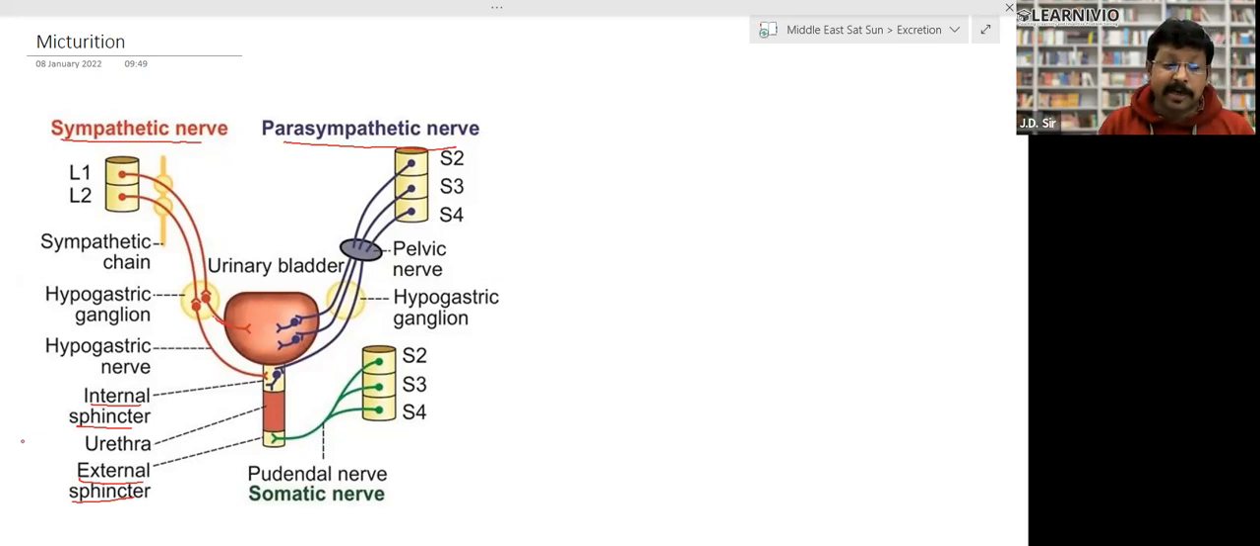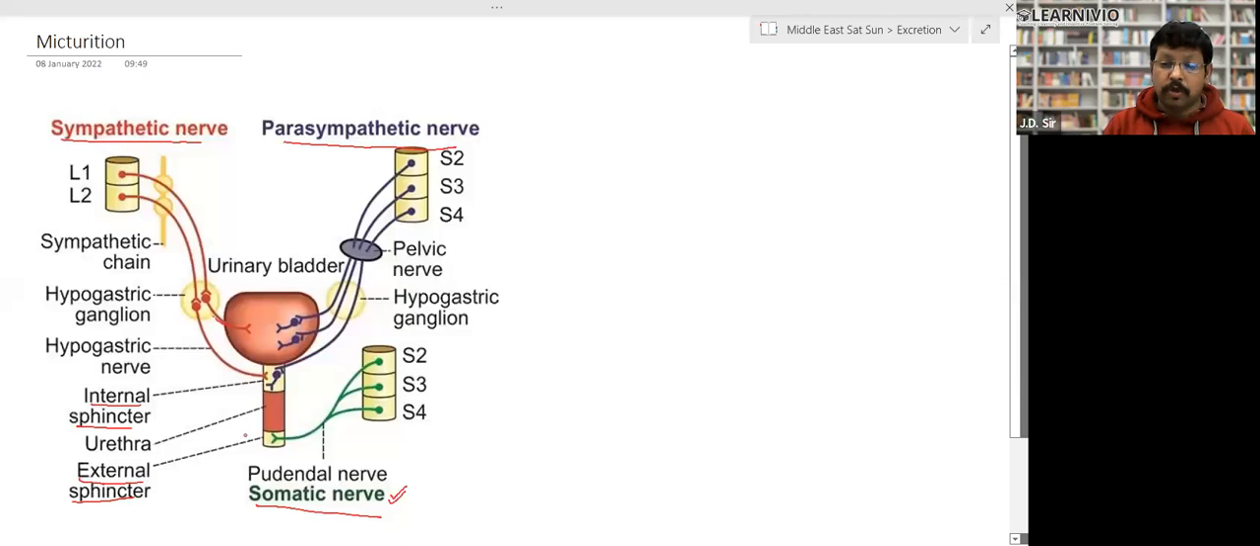So the internal valve will open. When the internal valve opens, you will feel that you must go to urinate. And when you go to urinate and remove urine from the body, at that time your somatic nerve controls it. That is not automatic, that is under your control, right? This nerve is controlled up to a certain extent.